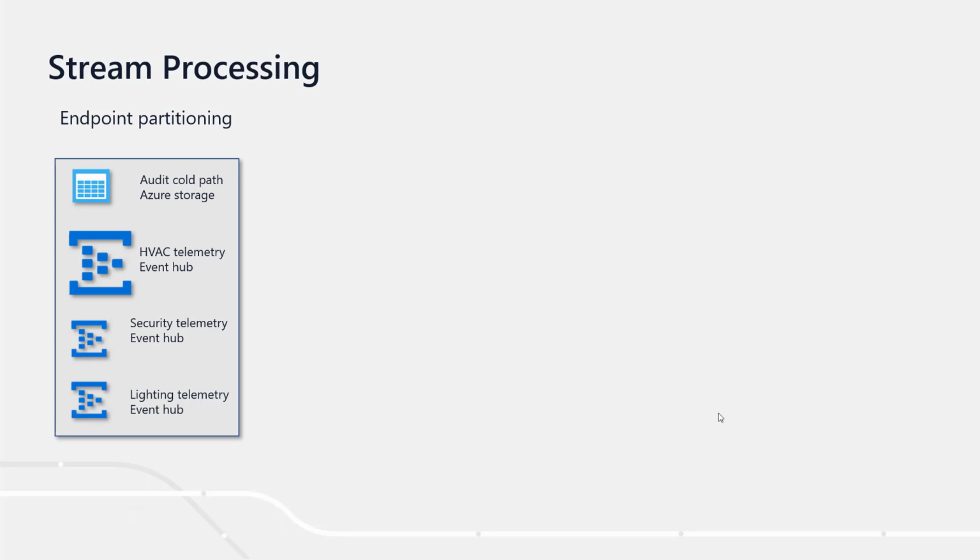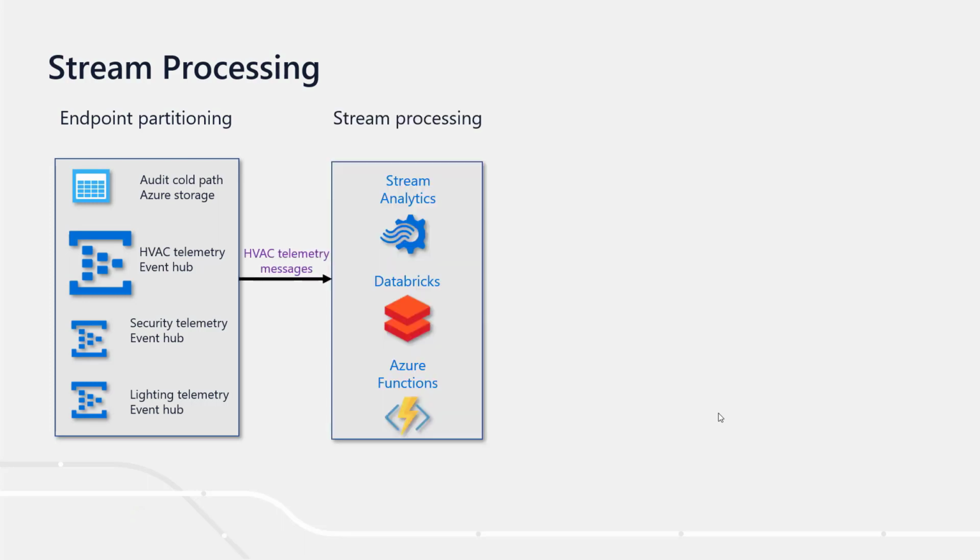Okay, so the next thing I want to talk about is stream processing. We've enriched our data, we've now partitioned our data, and in this case we're just looking at the HVAC data, the data coming through from the heating, ventilation, and air conditioning system. In that event hub, I have a whole lot of messages flowing through, so these HVAC telemetry messages are now going into my stream processing system.